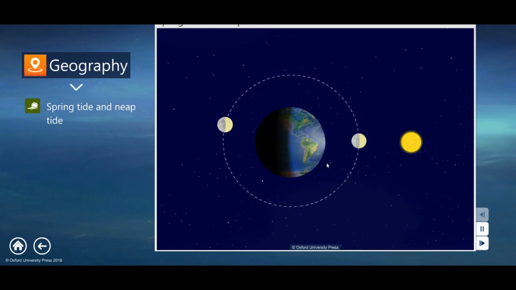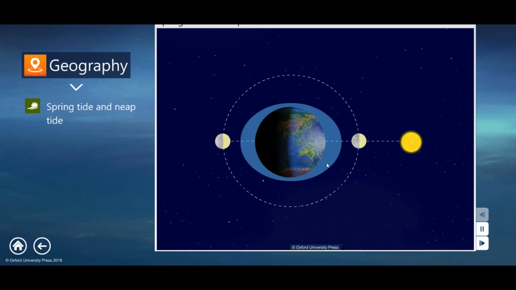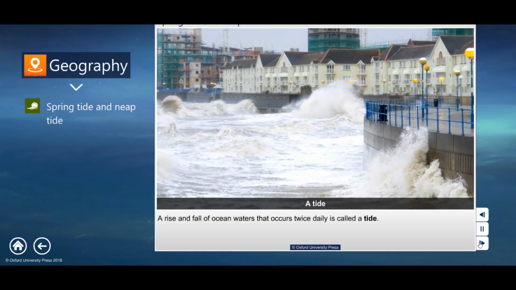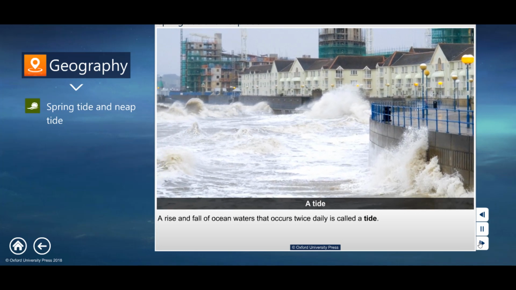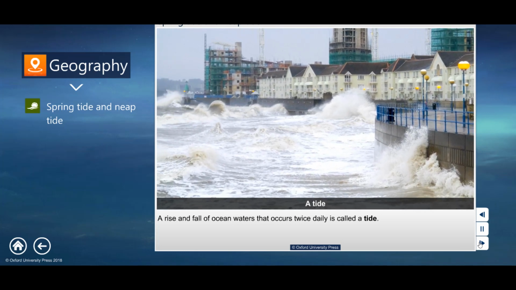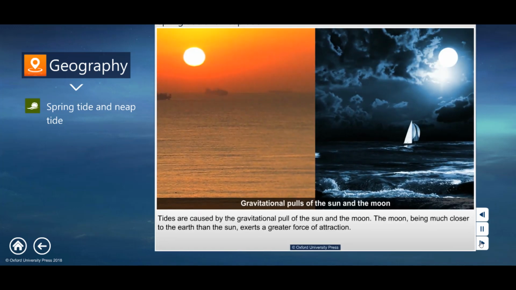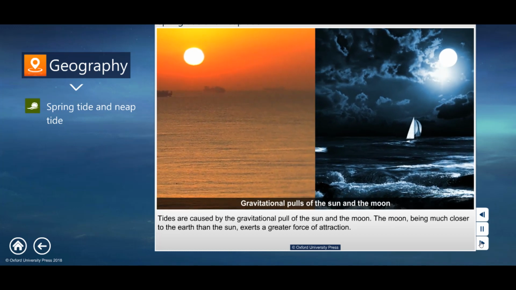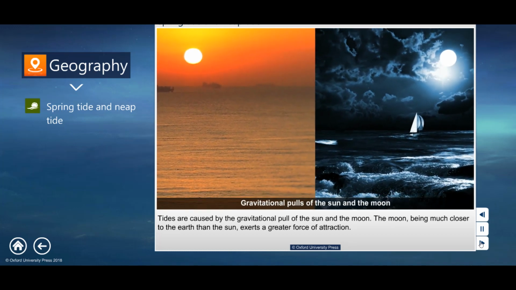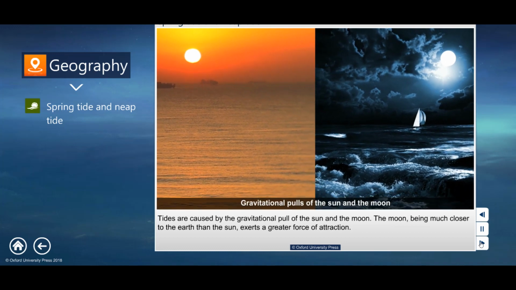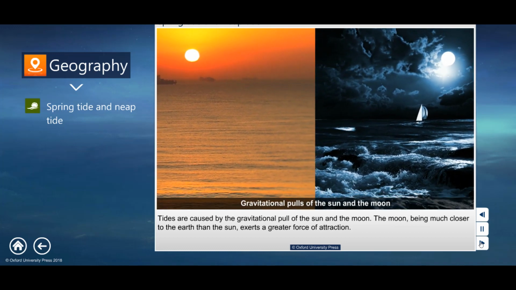Spring tide and neap tide. A rise and fall of ocean waters that occurs twice daily is called a tide. Tides are caused by the gravitational pull of the sun and the moon. The moon, being much closer to the Earth than the sun, exerts a greater force of attraction.